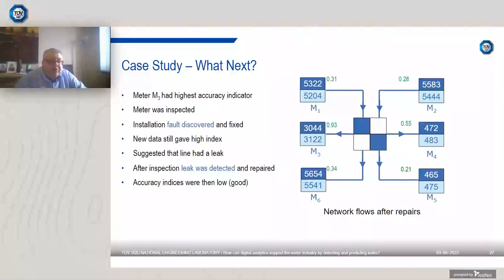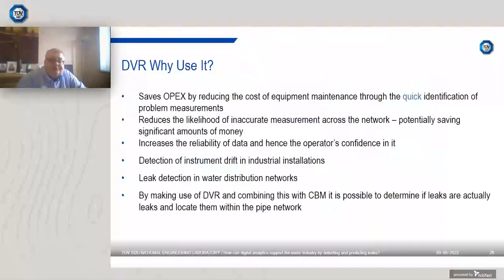If this tool is combined with condition-based monitoring software, this will allow additional data on the health and performance of the flow meter to be incorporated into data validation and reconciliation, allowing a better assessment of the flow within the network.